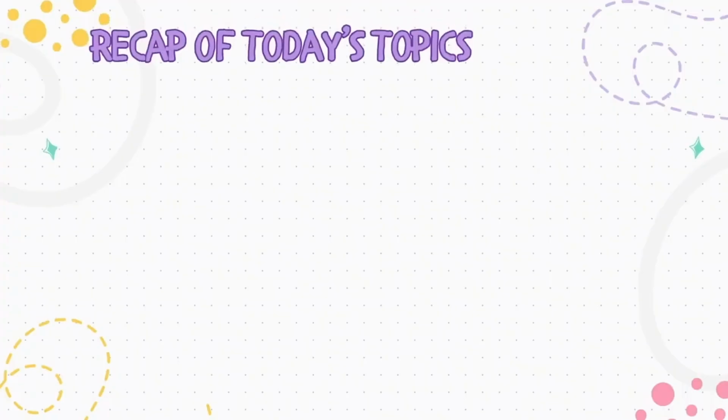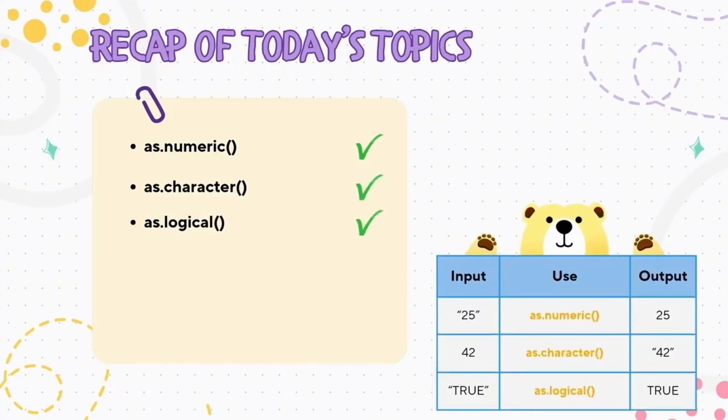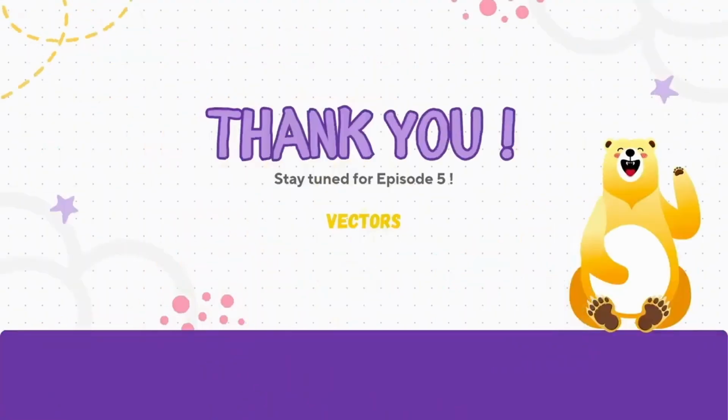Now let's have a summary, or let's say a recap of today's topics. We learned about as.numeric, which converts character values into numeric values. Next, we learned about as.character, which converts numeric values into character values. And then we learned about as.logical, which converts values into logical values such as TRUE and FALSE. So we have our recap table right here, and you can take a look at it to have a recap of today's topics. And with that, we have successfully wrapped up episode 4.